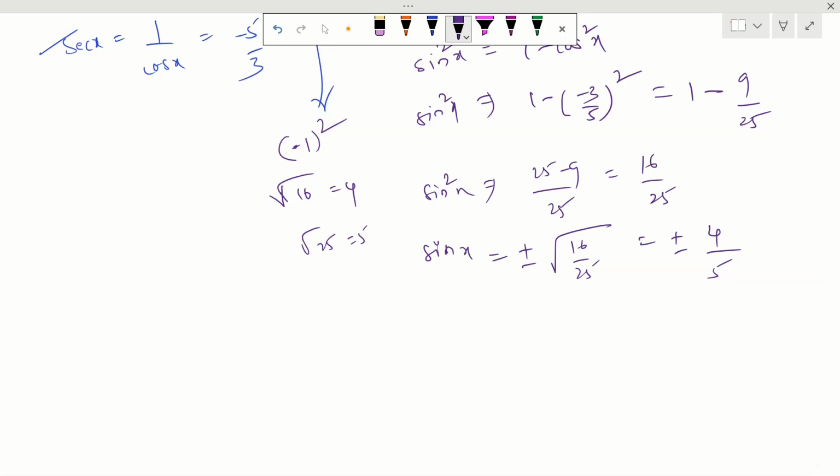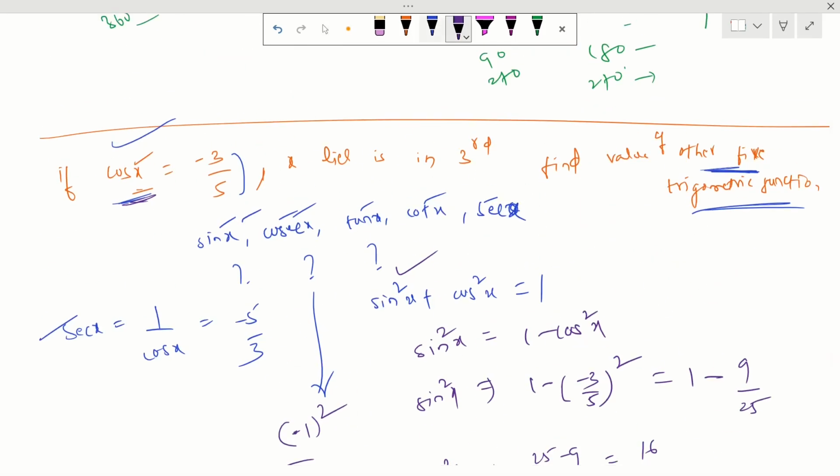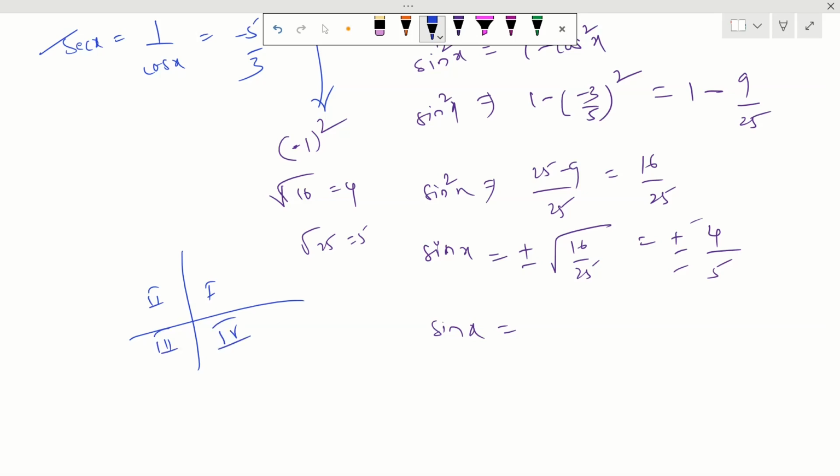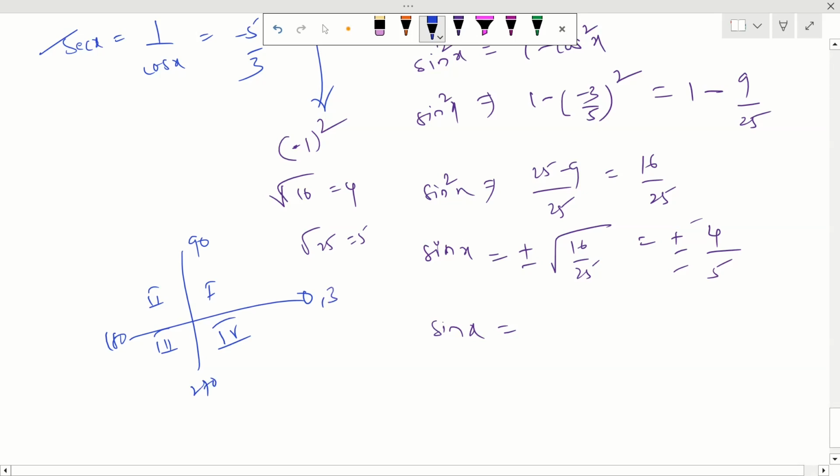Now the value of sine is positive or negative; that we have to identify. Here the condition is given: x lies in the third quadrant. It is better to write the diagram, because then you can identify the value correctly. First quadrant, second quadrant, third quadrant, fourth quadrant, with 270 and 360.